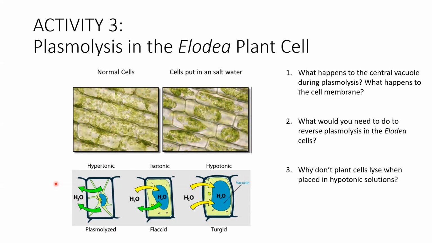And why don't plant cells lyse when placed in hypotonic solutions? So why aren't they bursting when they get placed in hypotonic solutions like we saw in the red blood cell? And that's really due to two structures. It's due to the vacuole, which can retain an absurd amount of water, as well as the cell wall that is so rigid it's able to hold that water in and not burst. If it only had a cell membrane, it would burst.